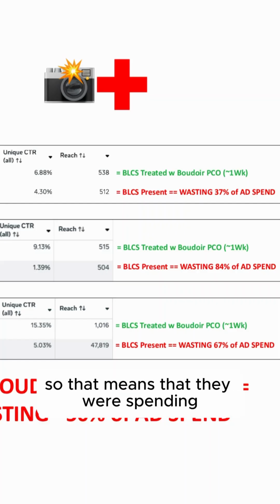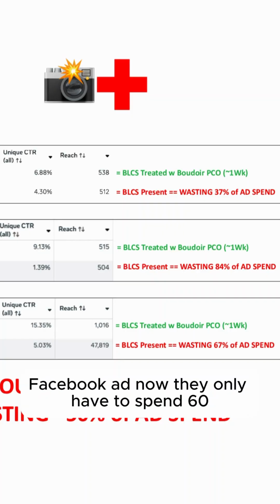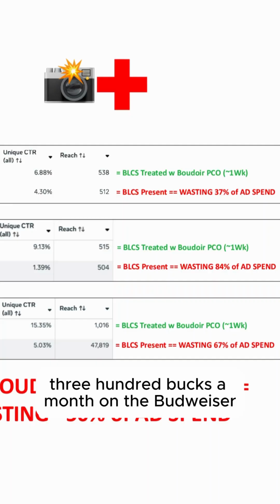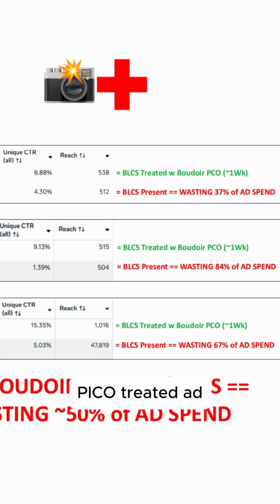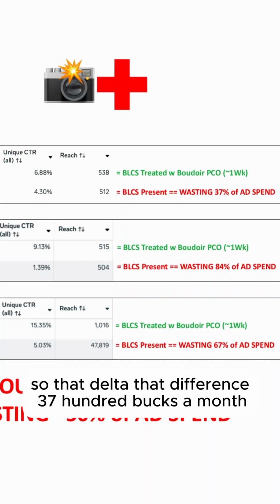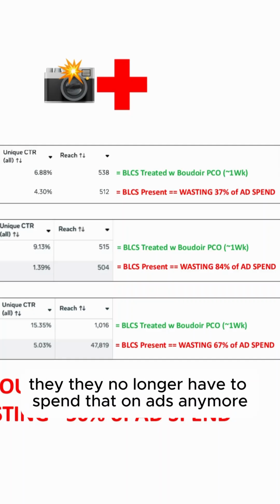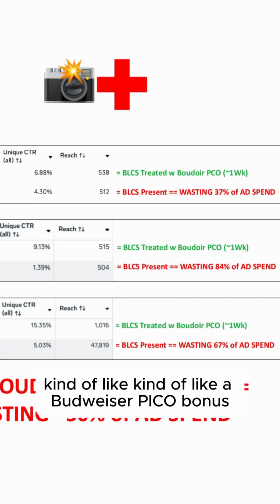That means they were spending 10 grand a month on the original Boudoir Facebook ad. Now they only have to spend 6,300 bucks a month on the Boudoir Pico treated ad to get it into the same number of women's brains. So that delta, that difference, 3,700 bucks a month, they can just pocket as a phantom bonus. They no longer have to spend that on ads anymore, kind of like a Boudoir Pico bonus.